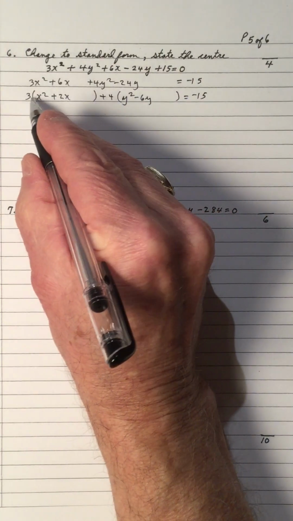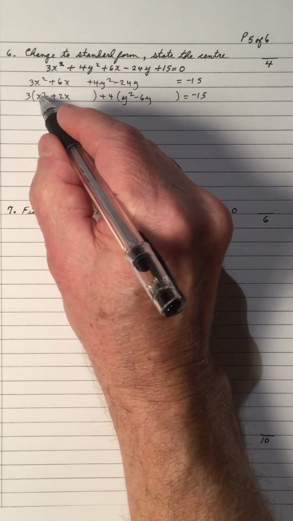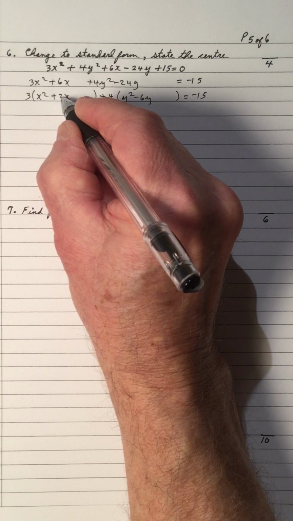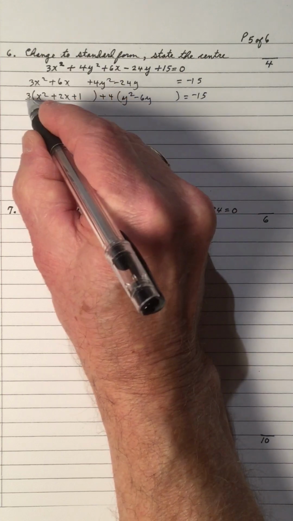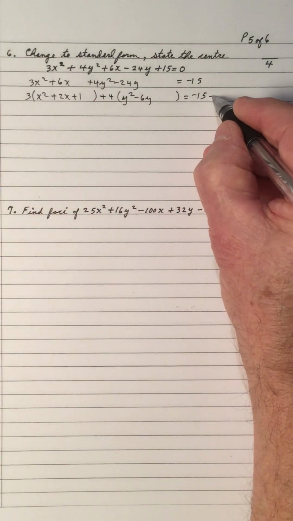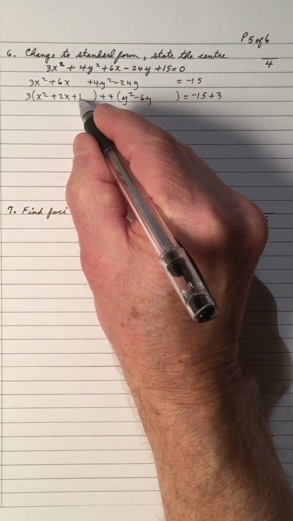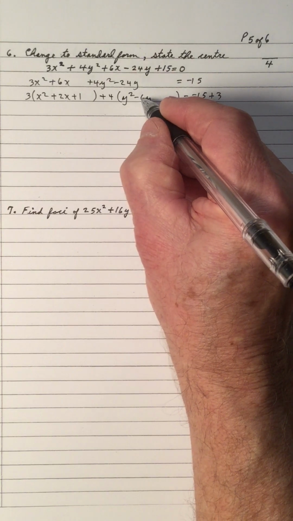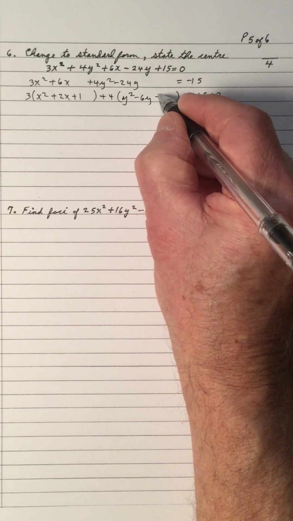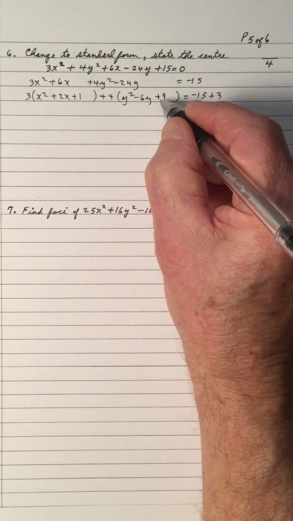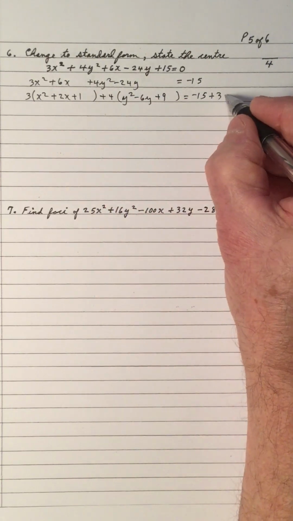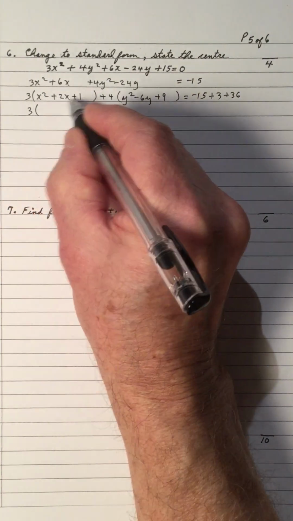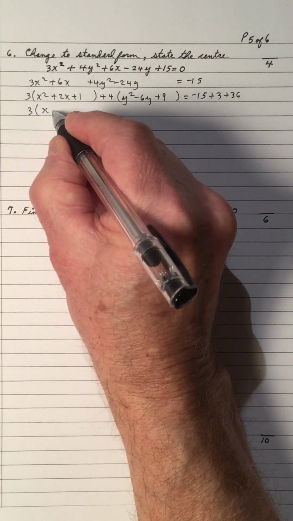Now the reason we take out the 3 and the 4 is to make the coefficient of x squared and y squared 1. So now half of 2 is 1. 1 squared is 1, so we put a 1 here. So that balances it out: when I put a 1 here, 3 times 1 is 3, so I balance it. And half of negative 6 is negative 3, squared is 9 to complete the square. So I put a 9 here. So 4 nines is 36, so I add on 36. So this is a 3. Factorization is x. Half of plus 2 is plus 1.